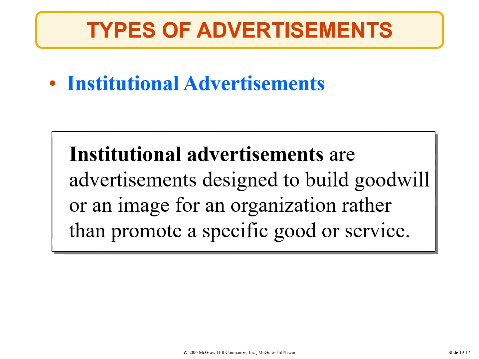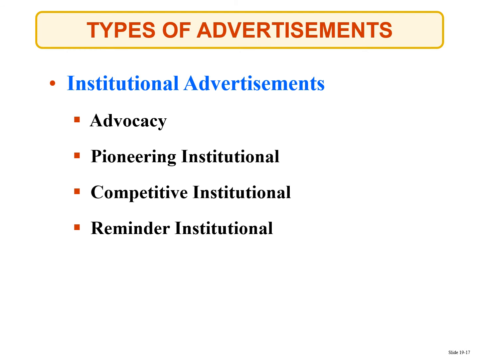Next is the institutional advertisements. These are designed to build goodwill or an image for an organization rather than for the specific products or services that the organization sells. So this is for the whole overall organization that manufactures those products, and not the individual products. That's institutional advertisements. Now we can have different types of institutional advertisements, and we're going to discuss them one by one.